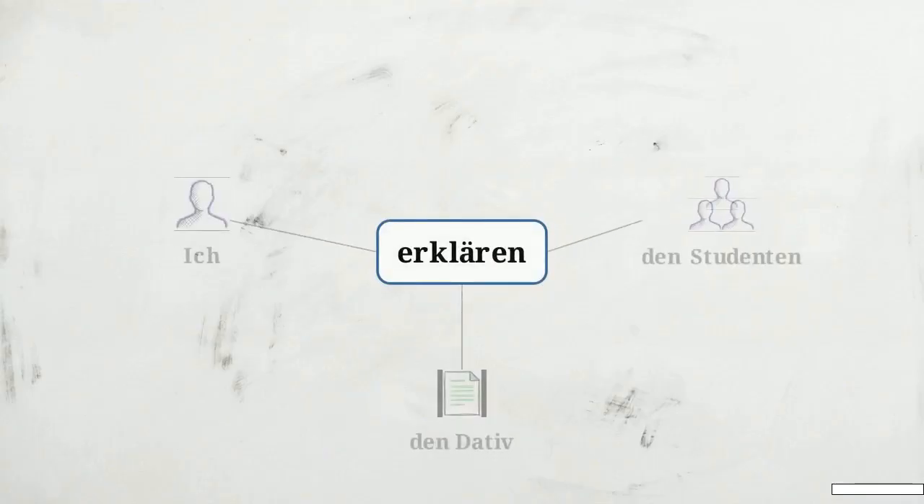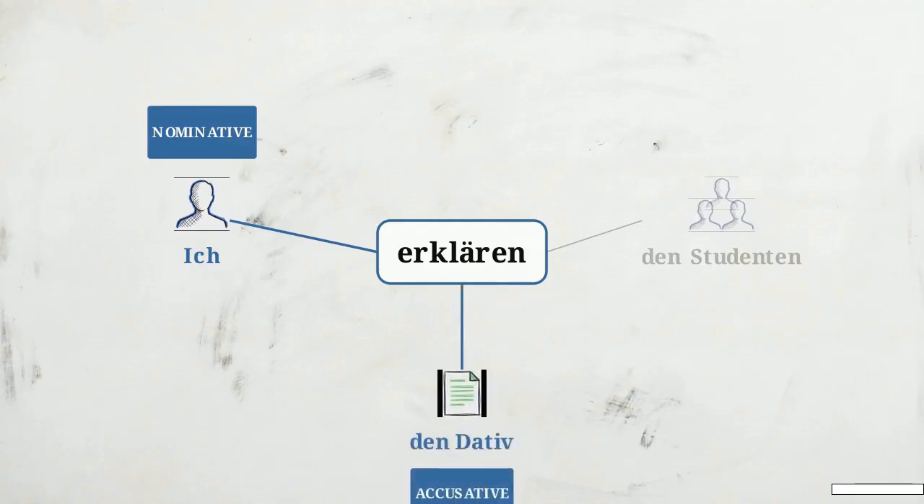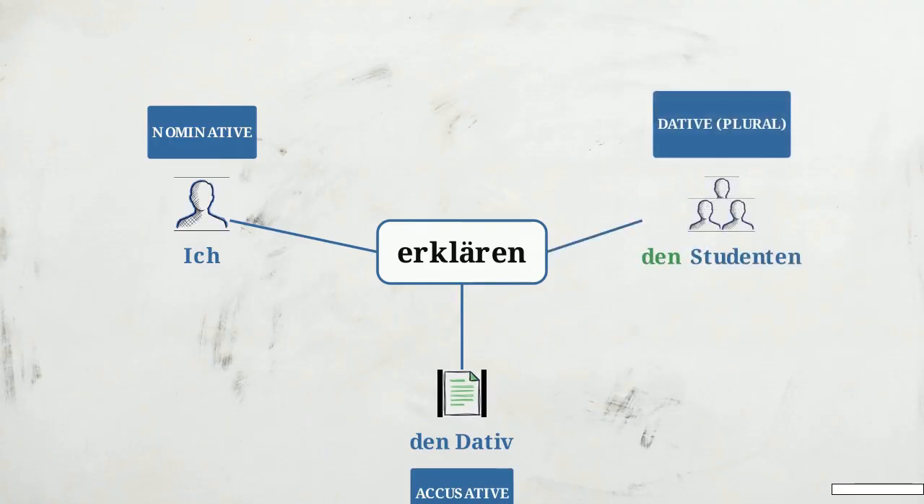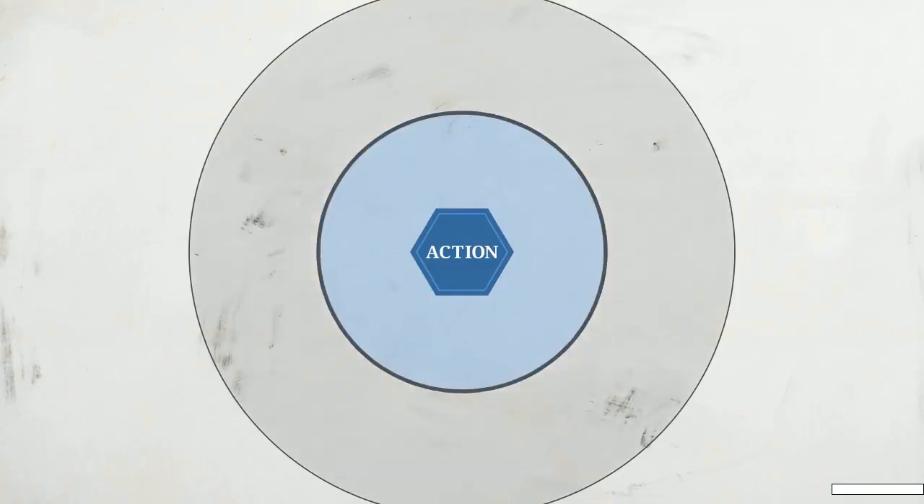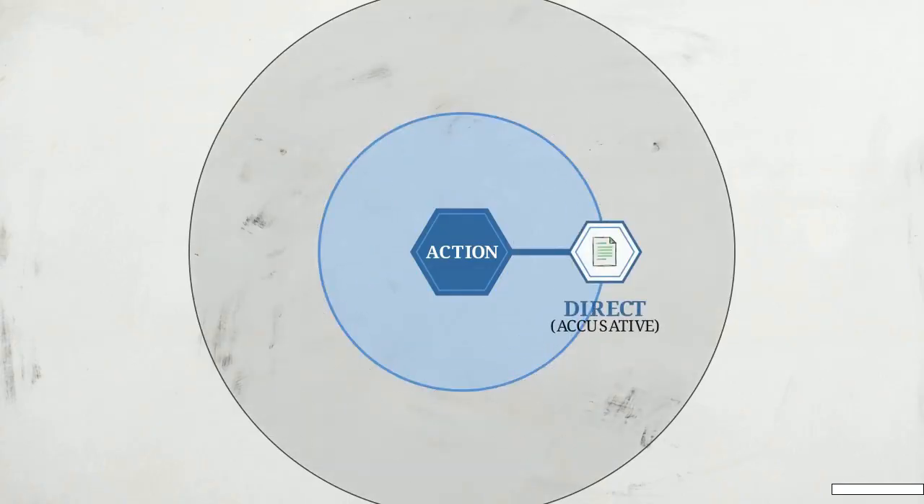We can stress test this model with a final ditransitive case study. Ich erkläre den Studenten den Dativ. I explain the dative to the students. Ich maps perfectly to the nominative subject. Den Dativ is the accusative direct object experiencing the explanation, and den Studenten is our dative indirect object, taking the plural dative article den. The ditransitive engine rigidly assigns cases based strictly on semantic proximity, direct versus indirect contact with the primary action.